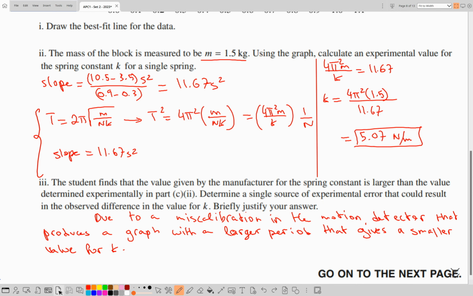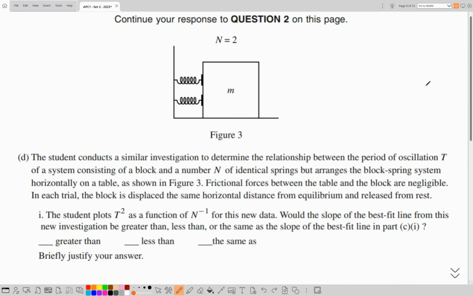Now moving on to the next page. Part D, the student conducts a similar investigation to determine the relationship between the period of oscillation T of a system consisting of a block and a number n of identical springs, but arranges the block-spring system horizontally on a table, as shown in figure 3.